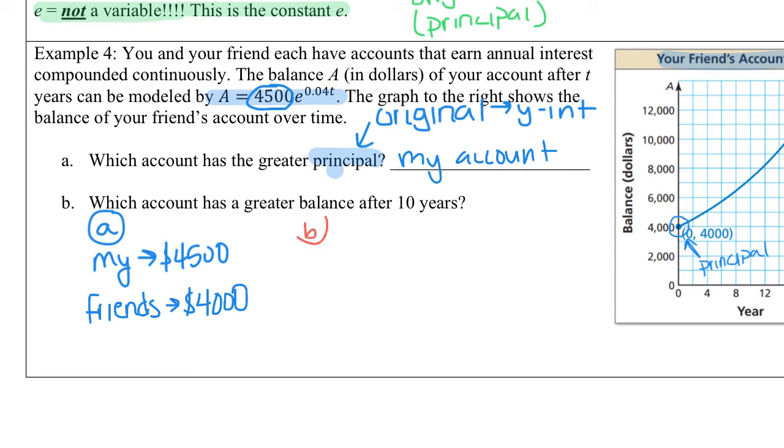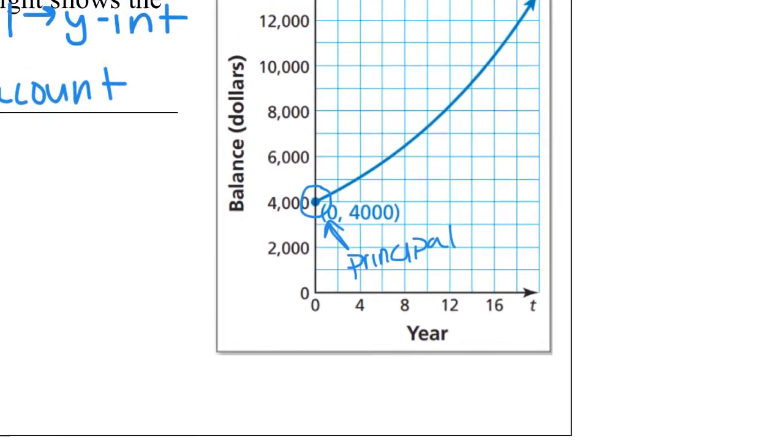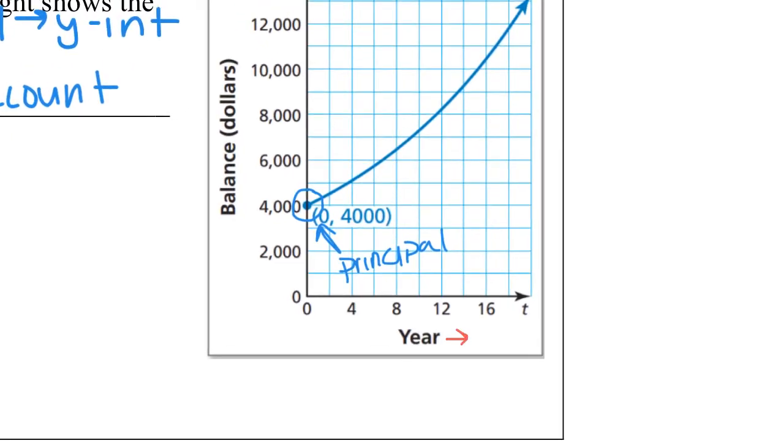Now, letter B says which account has a greater balance after 10 years? Guys, graphs are easier to read than equations. So let's go to the graph. So after 10 years, that means I want my t to be 10. So find 10 on the x-axis. So this is 2, 4, 6, 8. Here's 10. Go up to the graph. So that would be here.